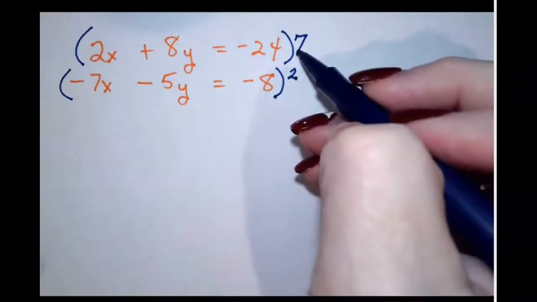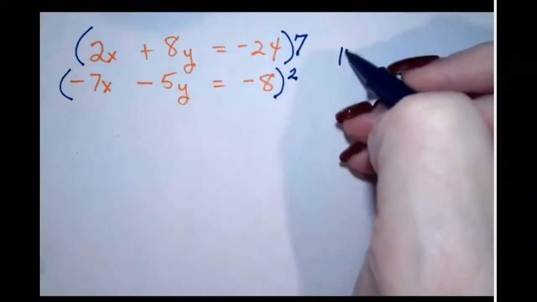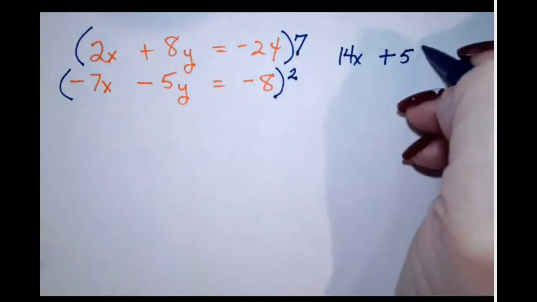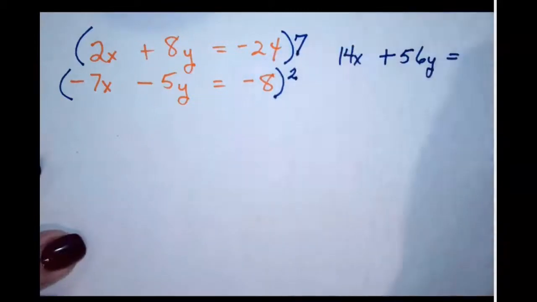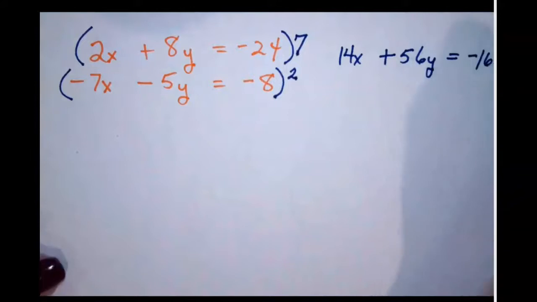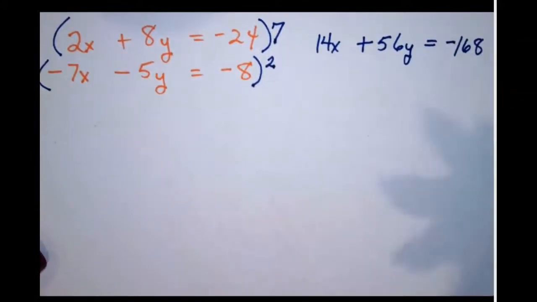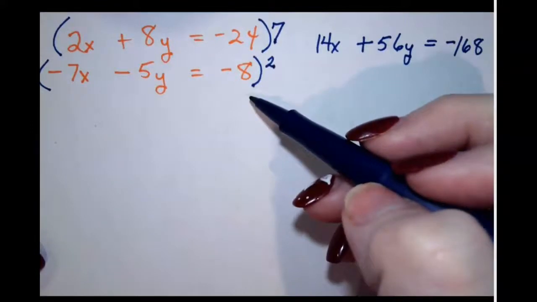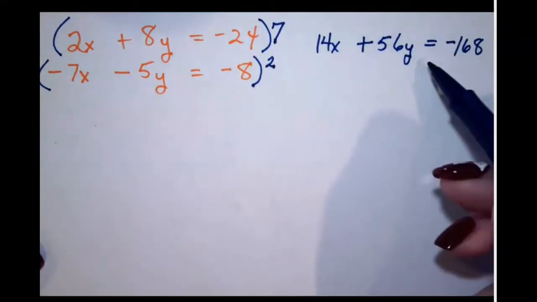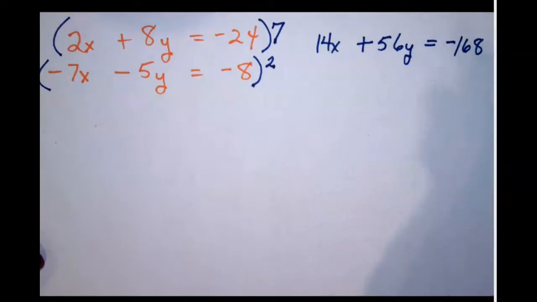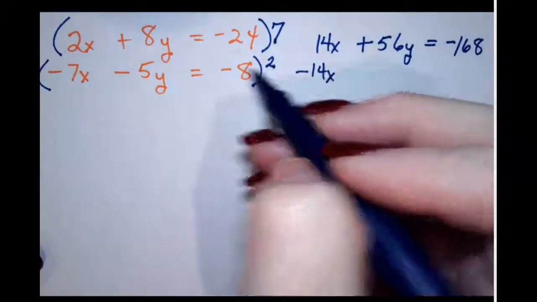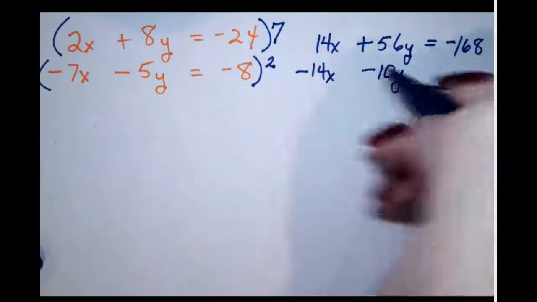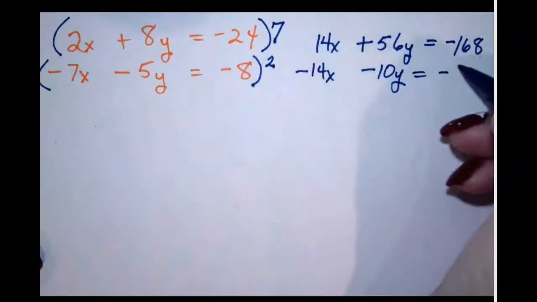So let's see what happens. 7 times 2x, 14x. 7 times 8y, what is that, 56y. And 7 times negative 24, okay, negative 168. Now when we are doing this kind, we generally start talking about much bigger numbers, but they'll fall away pretty quick. 2 times negative 7, negative 14x. 2 times negative 5, negative 10y. 2 times negative 8, negative 16.